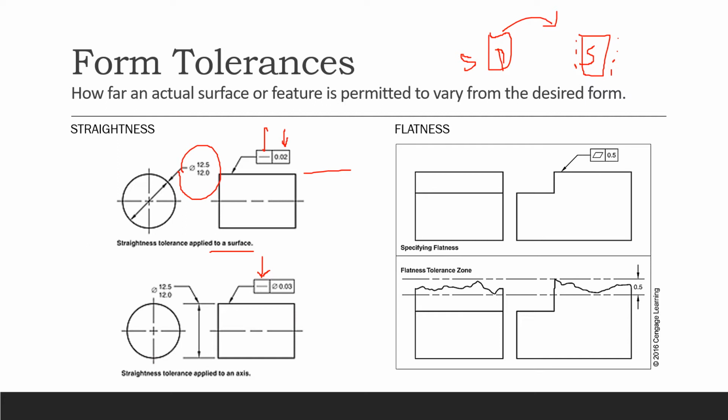And we're going to apply that straightness to an axis right there. And right here, we're applying the straightness to a surface. So if you take a look at it mathematically, you gotta go slow to be able to see it. Here you see that's a difference of 12.5 and 12.0. So 0.5 is your tolerance limit, so that's lower and then the upper.